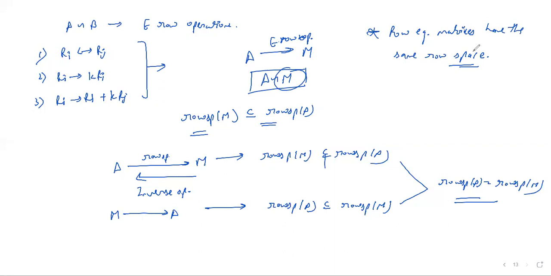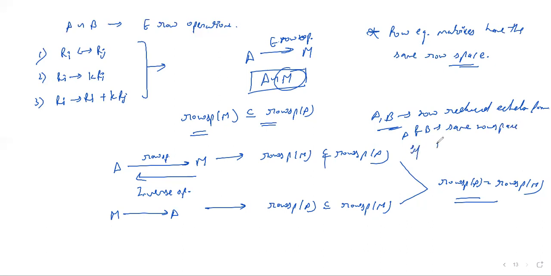So let's say I have the matrices A and B which are in their row reduced echelon form. Then A and B have the same row space if they have the same non-zero rows.